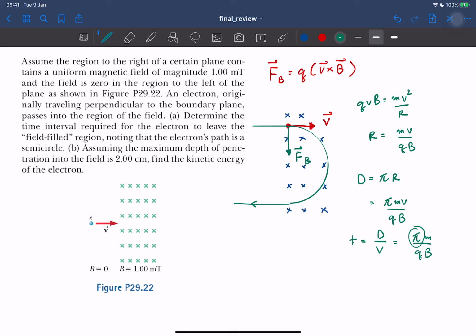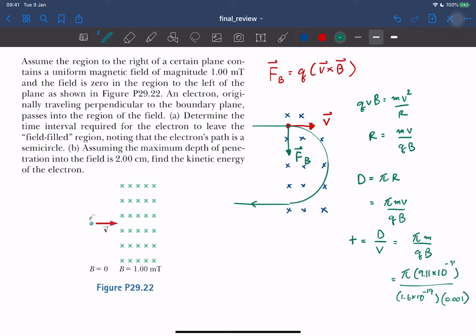So pi, you know, the mass is the mass of the electron. q is the electron charge, right? So it's e, which is 1.6 times 10 to the minus 19. And what is B? Well, B is given here as 1 millitesla, so 10 to the minus 3 Tesla. So you can calculate this. Okay, so I got this, I'll just write it down, but you can do the number crunching yourself. Okay, so this is the answer for question A.